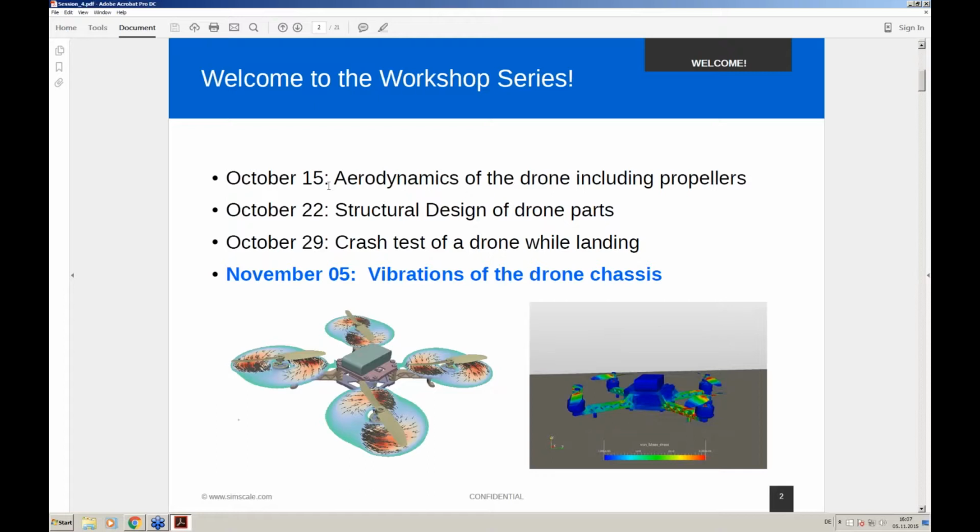In the last 4 weeks, we discussed a lot of different aspects of drone design and how to use engineering simulation to optimize the drone. In the first session, we took a look at aerodynamics, and later on we talked about structural design and structural tests. We did a static structural simulation of a drone part as well as of an assembly to find out about mechanical limitations regarding the structural strength. And last week we even did a crash test, a drop test, with different simulation setups.